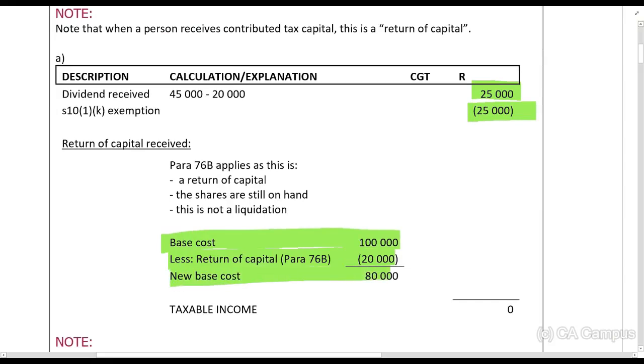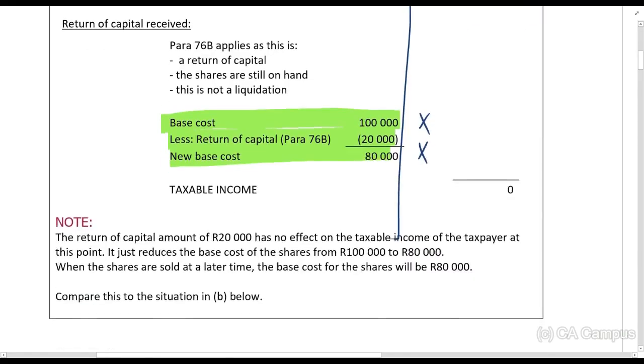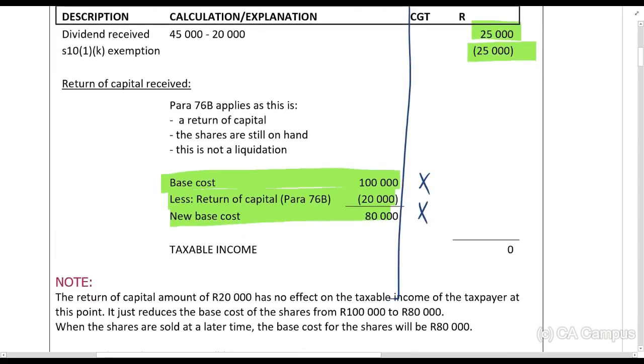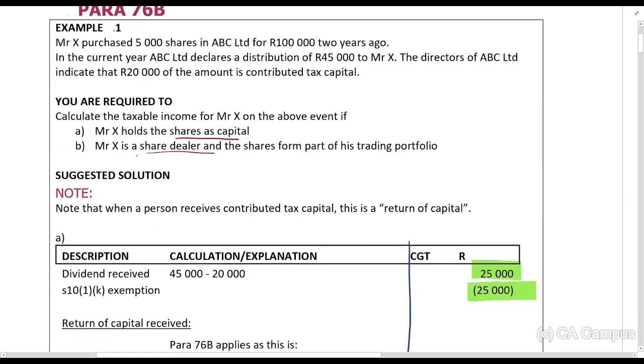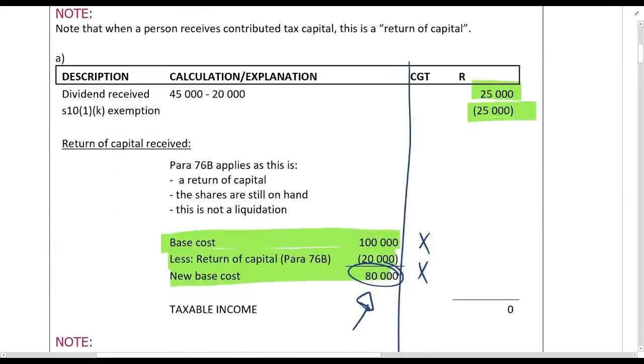Now guys, I want you to just see, here's my CGT column. There's nothing in this CGT column. We haven't done anything with it. Okay, we just have a new base cost. So if you later on sell the shares, this will be your base cost. What happens if he's a share dealer instead of an investor?